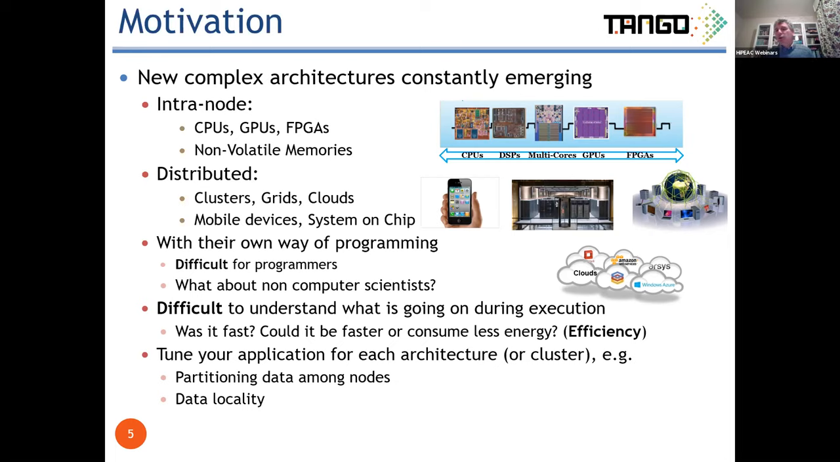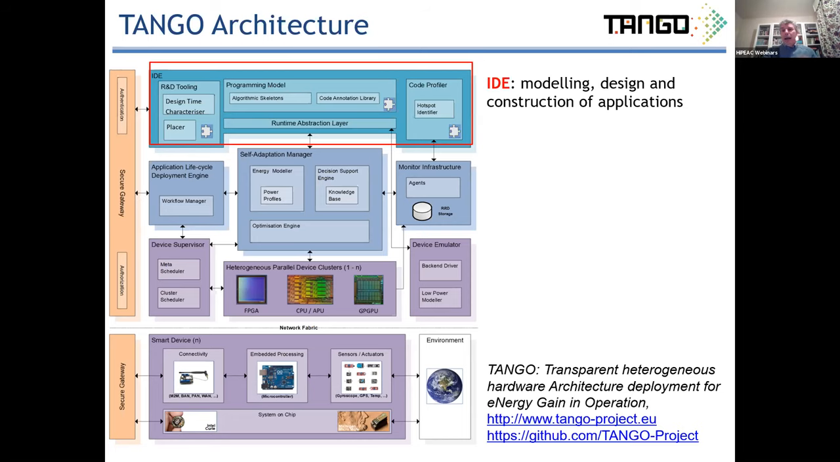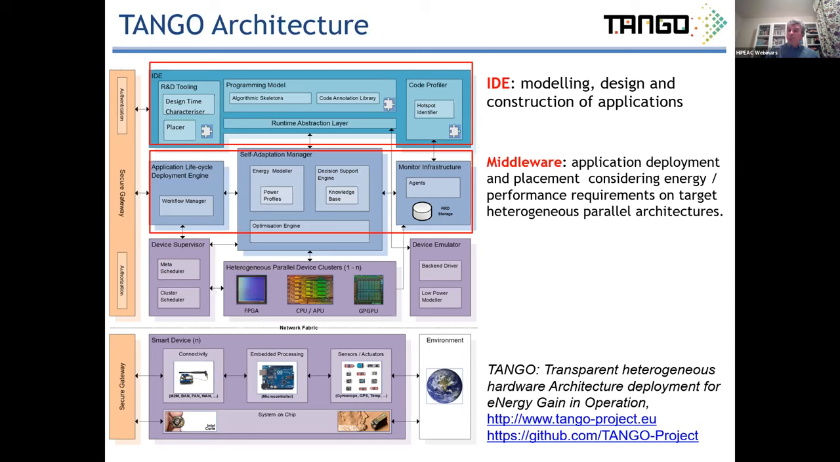You can partition the data among the nodes. You can think about the data locality. You can talk about the scheduling and all that. So as part of this European project, which was completed some time ago, we had Tango, with its reference architecture that said, let's take a top-down approach with a layered architecture that brings together people interested in an IDE, some requirements in design tooling, a programming model, and some form of code profiling that tells you how the application is doing in this heterogeneous environment. Then think about some form of middleware where you could deploy and place your application, your tasks, your workflows, considering energy and performance requirements and trade-offs on this target heterogeneous parallel architecture.